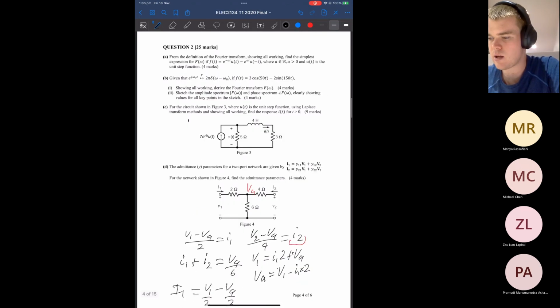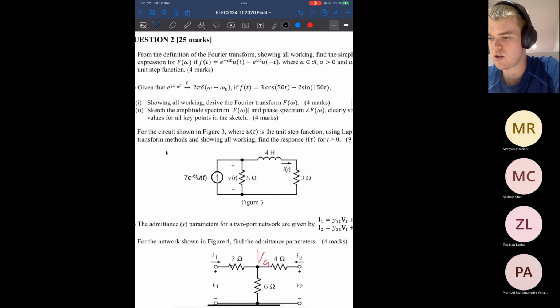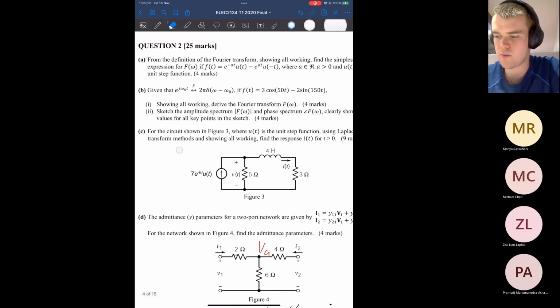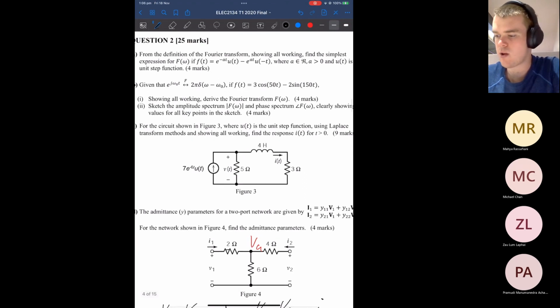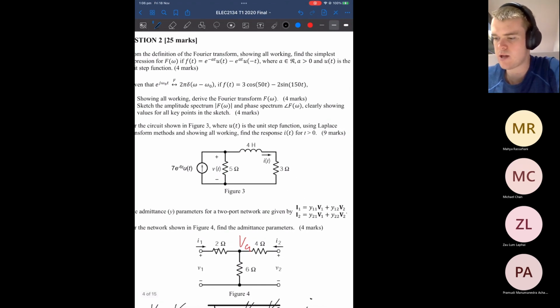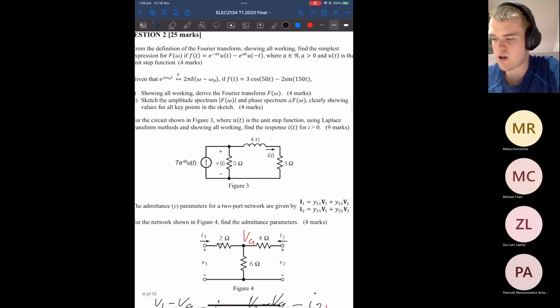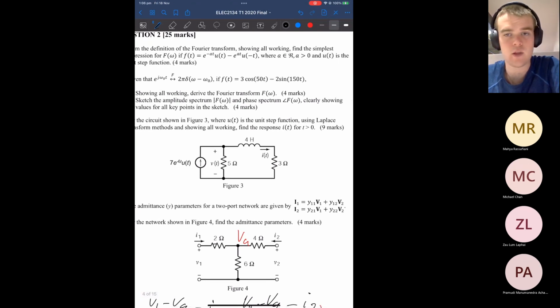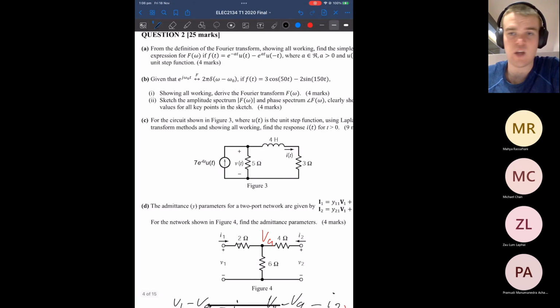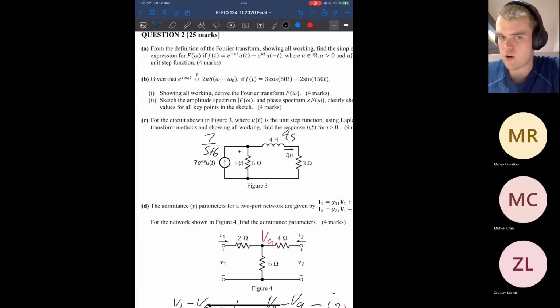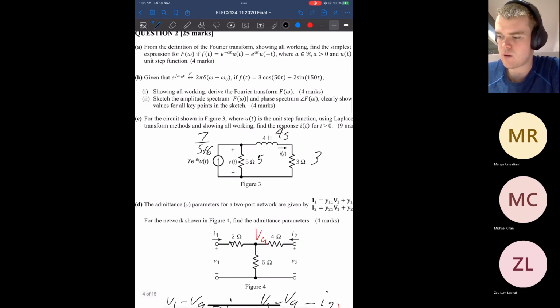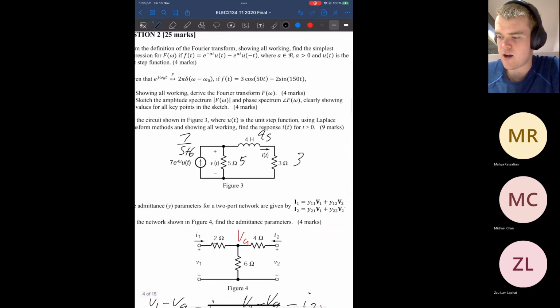Right. Now, going to question 3, we see in this for the circuit shown in figure 3, using a unit step function and Laplace transform methods and showing all your working, find the response I of t for t greater than or equal to 0. Well, lucky for us again, for u of t the initial conditions are 0, so we don't have to worry about it. This is 7 on s plus 6, this is 4s, this is 3, and this is 5. Find the response I of t.